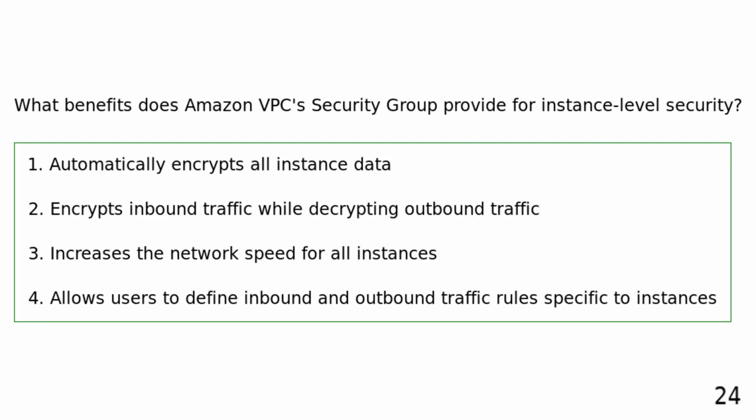What benefits does Amazon VPC Security Group provide for instance-level security? Automatically encrypts all instance data. Encrypts inbound traffic while decrypting outbound traffic. Increases the network speed for all instances. Allows users to define inbound and outbound traffic rules specific to instances.